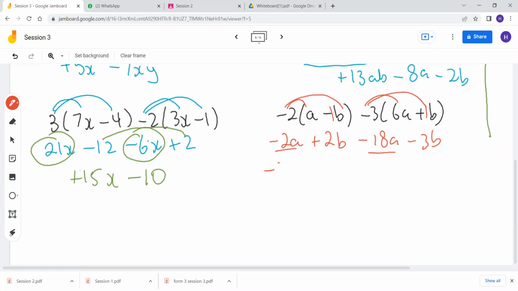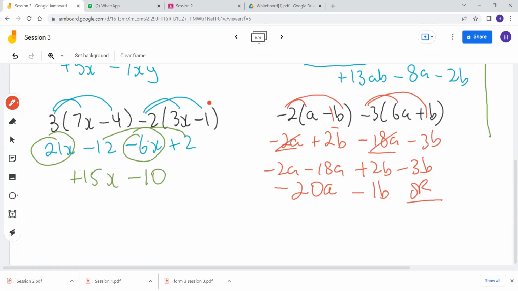Group a with a: minus 2a minus 18a. Right? Same signs, add, keep the same sign. So this is minus 20a. Right? Next one. We have here plus 2b minus 3b. This is different signs here. So you're going to subtract and keep the bigger sign. 3 take away 2 is 1, so this is minus 1b. Or what? Minus 20a minus b. Right? Both are correct, right?